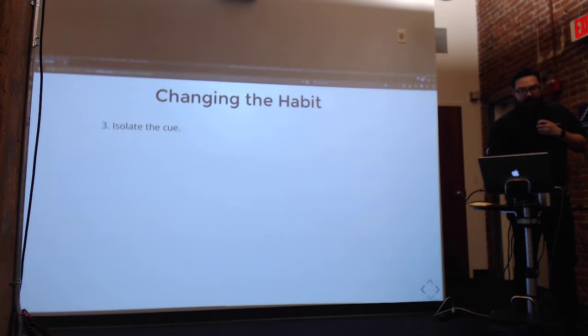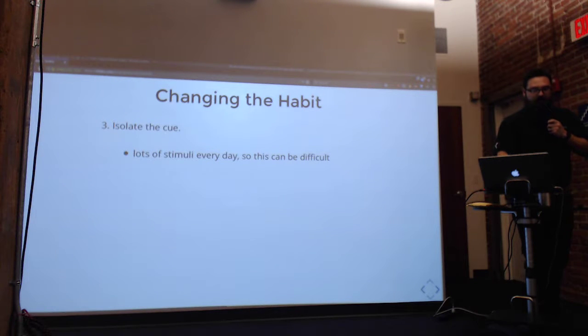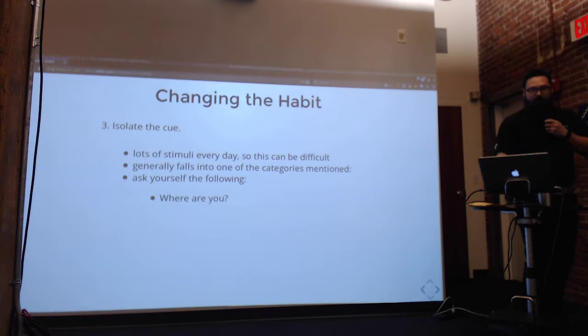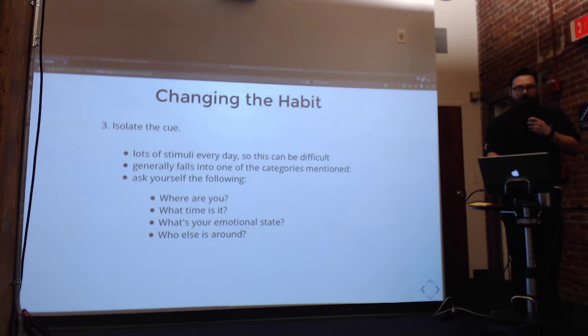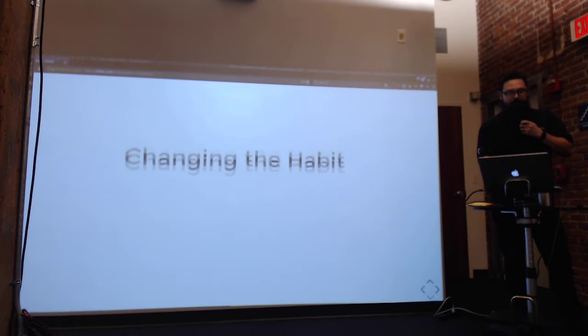So step three is to isolate the cue. There's a lot of stimuli every single day, so this can be difficult. But we talked about the categories that it falls into. So just ask yourself, where are you? What time is it? What's your emotional state? Who else is around, and what action immediately preceded the urge?